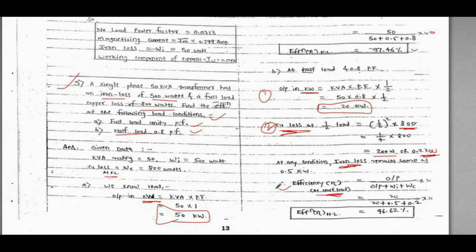Then you can use this formula to calculate efficiency. Efficiency is equal to output divided by output plus Wi plus WC, into 100. Output you have calculated as 20, put 20 here. Wi is 0.5 and copper loss at half load is 0.2, into 100. Just do the calculations. You will get efficiency at half load 96.62%.